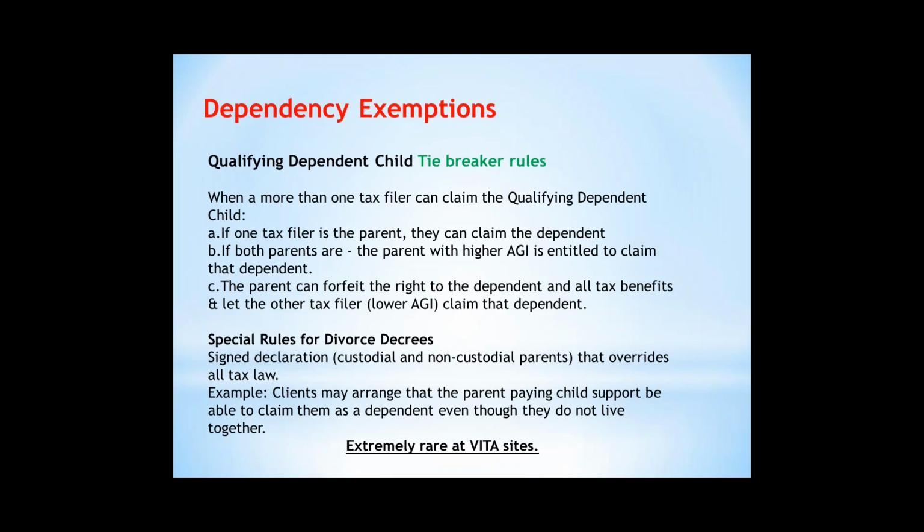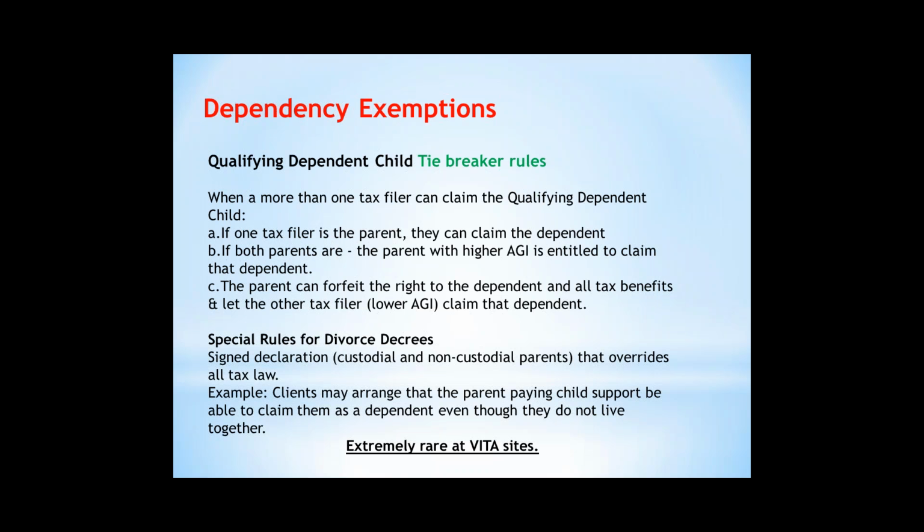The qualifying exemption tiebreakers. So every now and then we'll have a couple that comes in, either they're unmarried or they split up and they were never married. There isn't any sort of a divorce decree. They say that the child spends half the time with each parent and that each parent provides half the support and that it's right down the middle. If that really is the case, you'll want to use the tiebreaker rules.